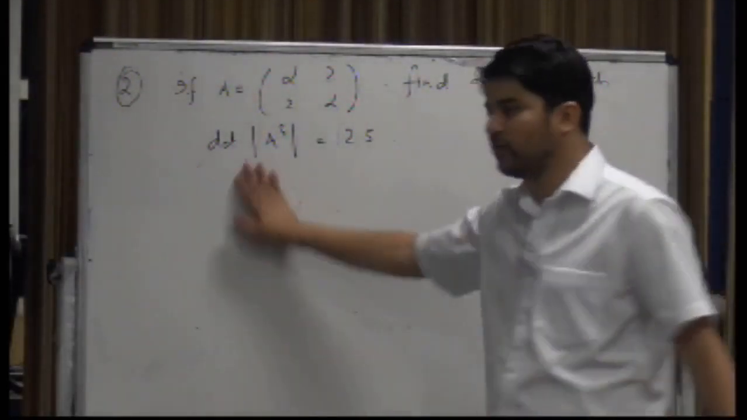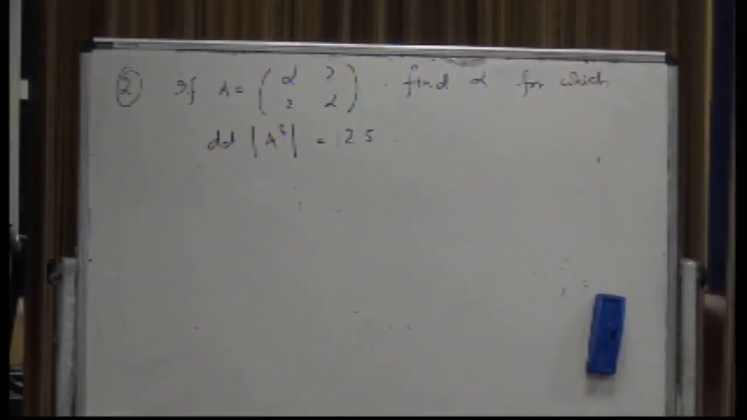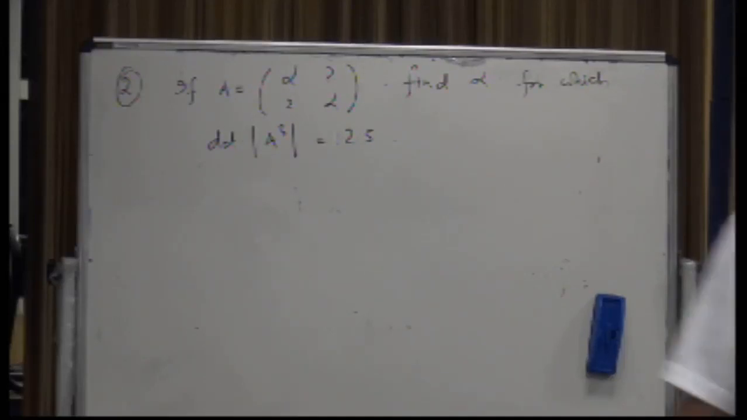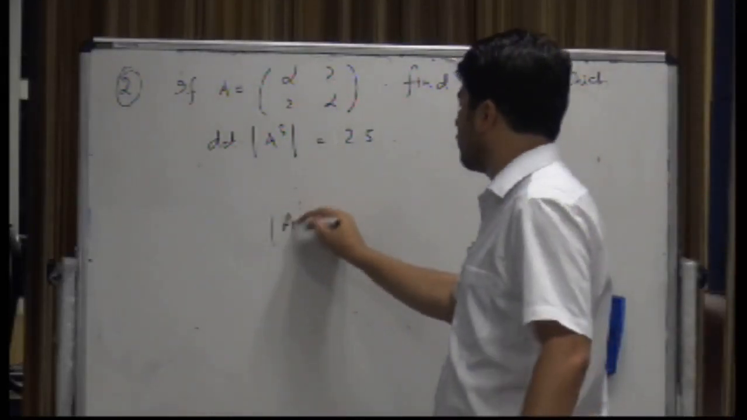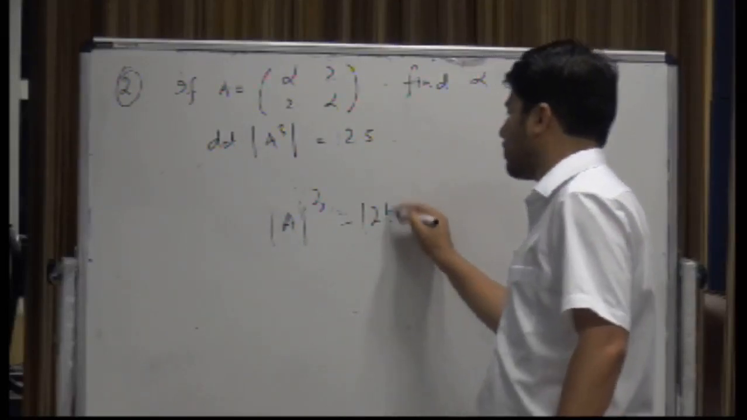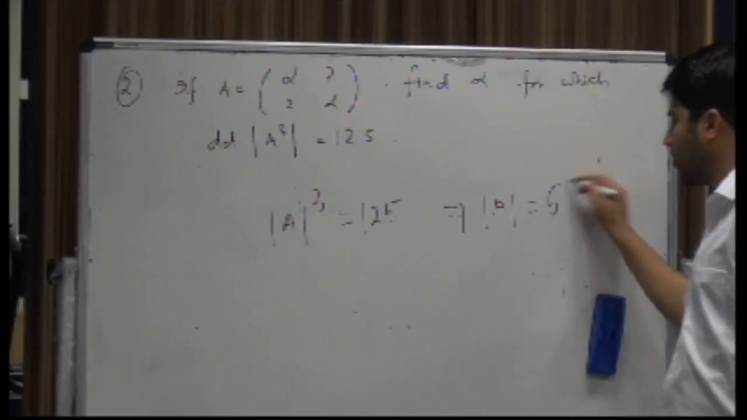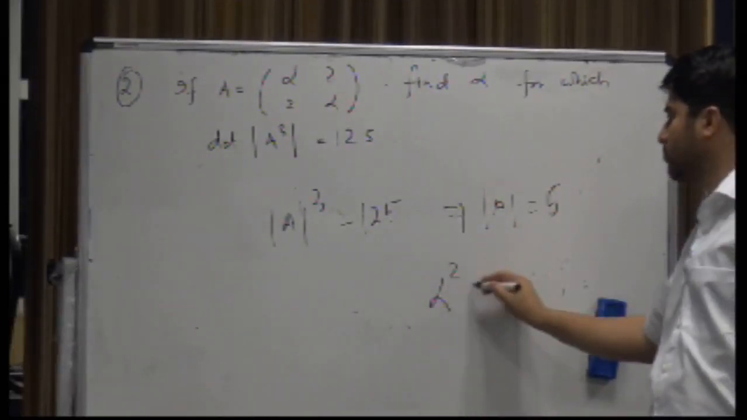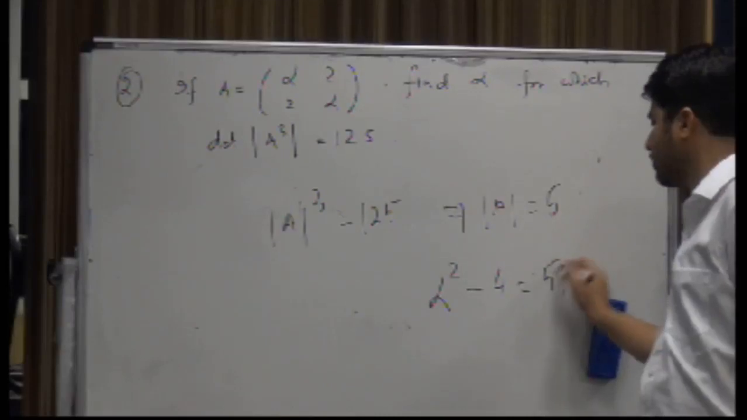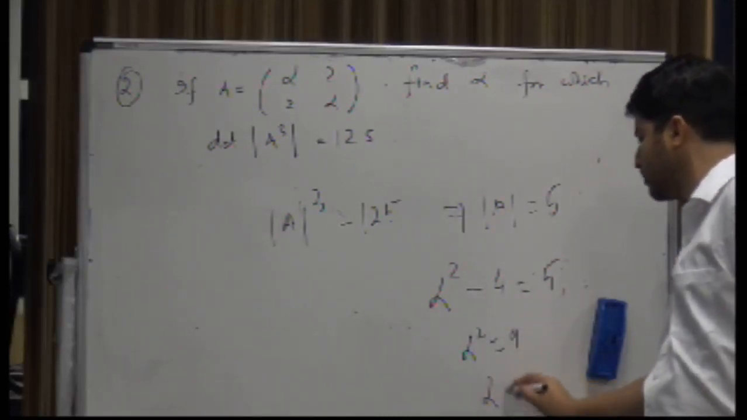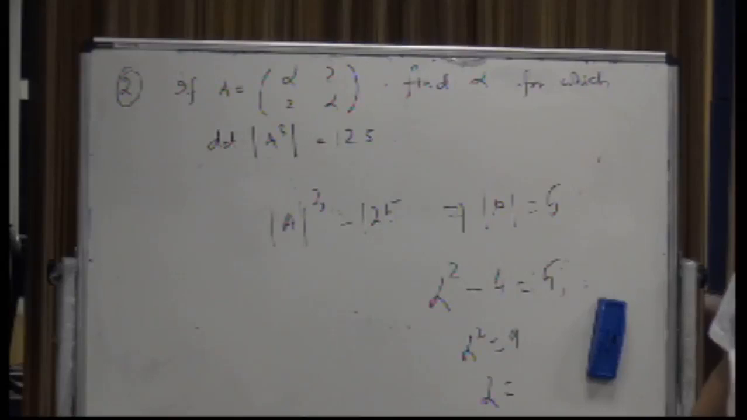What is det of A cube? It would be det of A, whole cube. Det of A cube would be cube of det A. So I can write, so I can say mod A is 5, so alpha is 3. Why are you saying 3 plus minus 3? Don't say this type of thing.